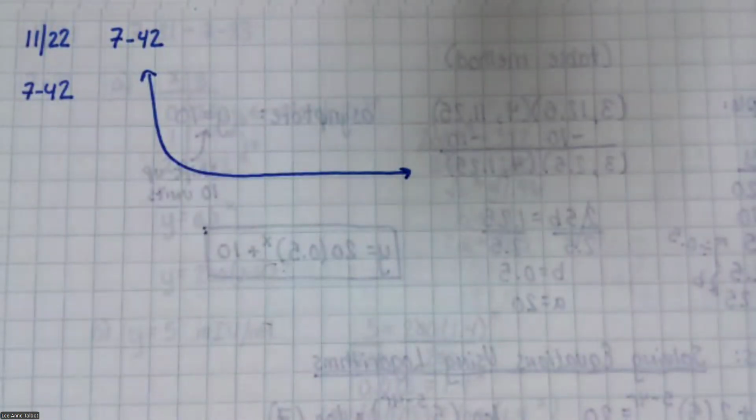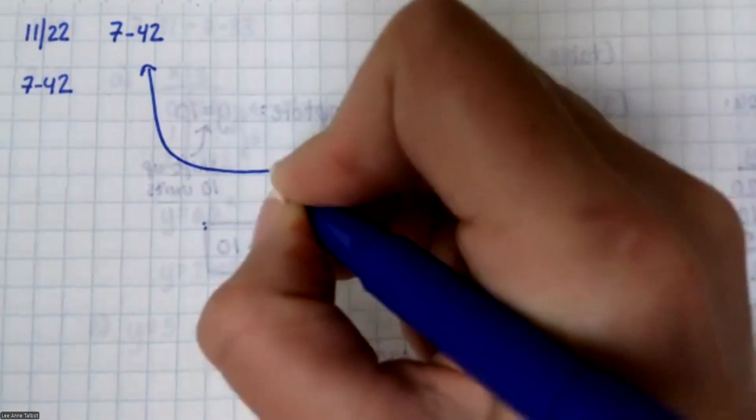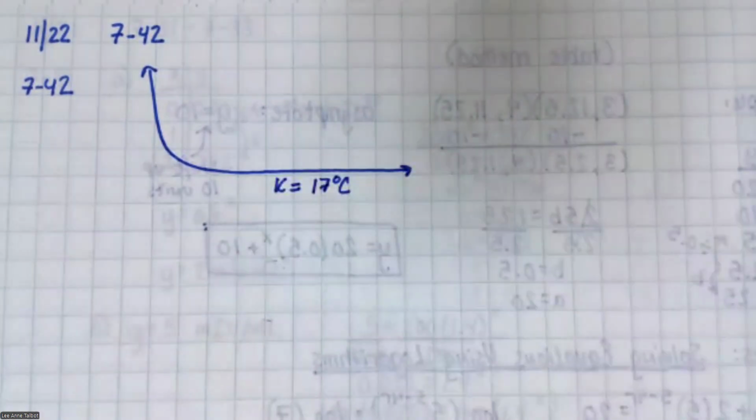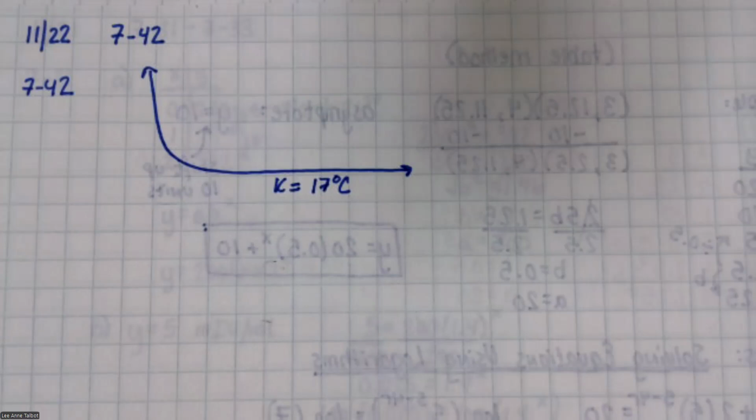Okay. Does anybody know what the asymptote is in this case? 17 degrees Celsius. It's because if you think about it, it's cooling down to room temperature and it's never going to go past room temperature. So that's K. K is 17. Like 20 Celsius. No, but that is one of the points.